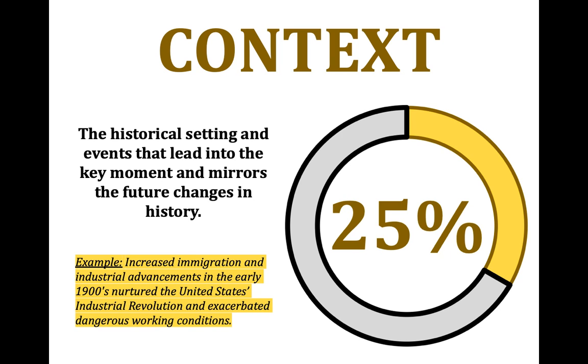So this statement is from one of my students who competed in the national competition, and the context portion of this thesis statement is: increased immigration and industrial advancements in the early 1900s nurtured the United States Industrial Revolution and exacerbated working conditions. So we know what we're going to be talking about in this project without even knowing what the main event is. We know immigration is going to be involved. We know there's going to be industrial growth involved. We also know that we're talking about the early 1900s, which can paint a picture for many readers as to what other issues might be going on as well.